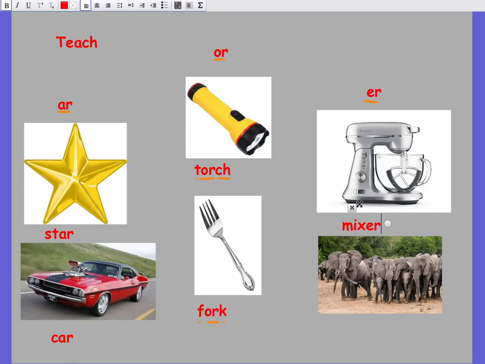Mixer. Okay, if you are wondering what our last picture here is, I tell you that this is a herd of elephants. A herd of elephants. And herd is the word we are going to sound out. So together, let's put our hands together. Herd. Let's count the sounds. Herd. 3 sounds in that word. Have a go at writing it on your whiteboard.